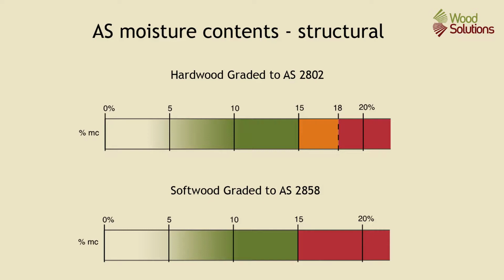These diagrams show the allowable moisture content for structural hardwood graded to AS2082 and for structural softwood graded to AS2858. For hardwood to AS2082, 90% of the pieces have to have a moisture content not more than 15%, and no piece can have a moisture content more than 18%. Structural softwood graded to AS2858 has to be supplied with a moisture content not exceeding 15%.